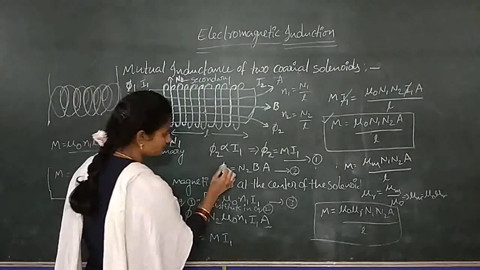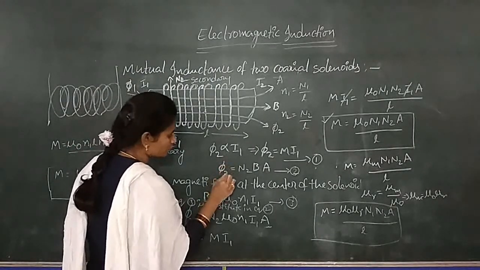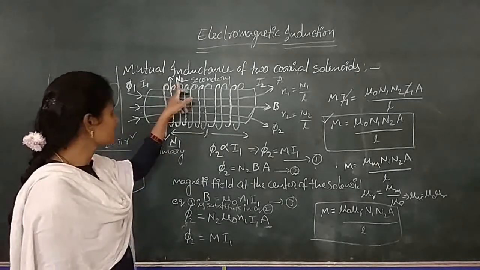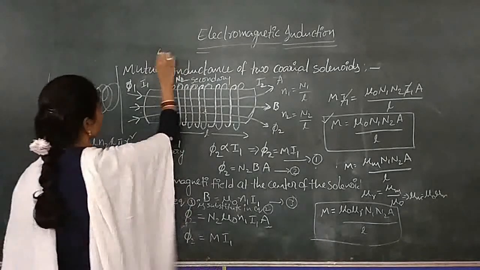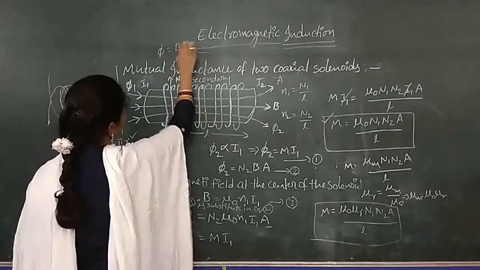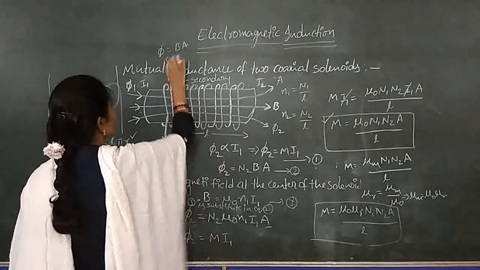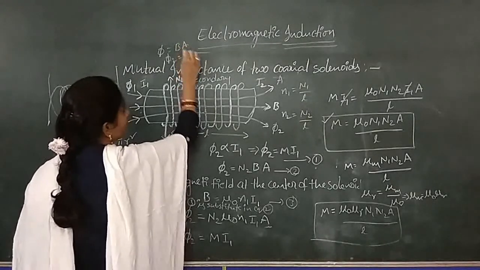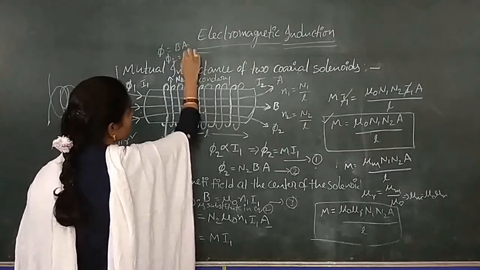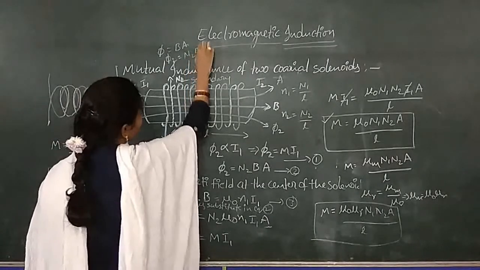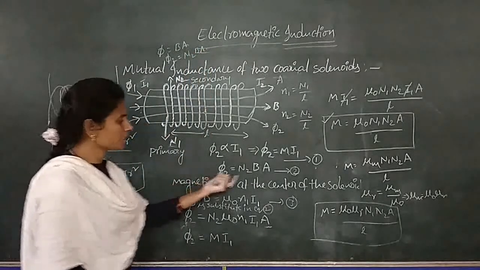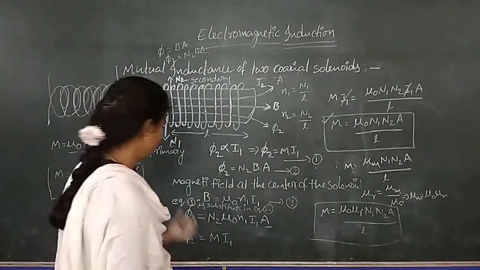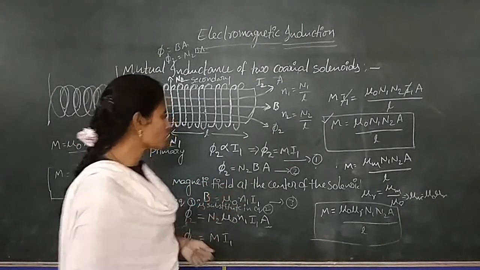Now, what is the flux passing through the second coil? The second coil has N2 turns. We already know that flux phi is equal to BA. So the flux passing through the second coil, phi 2, is equal to N2 into BA, where B is the magnetic field, the magnetic field at the center of the solenoid.